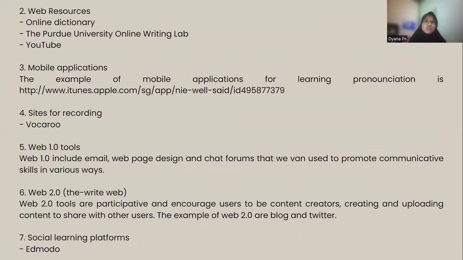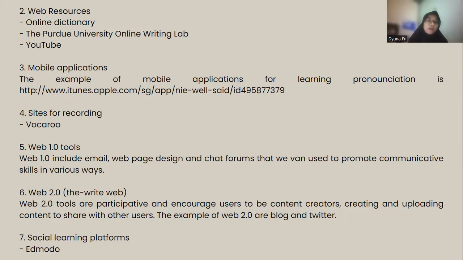Number two is web resources. Based on the article, there are three web resources that we can use to learn English. The first one is online dictionary. The second one is the Purdue University Online Writing Lab, and the last one is YouTube. And number three is about mobile applications. The example of a mobile application for learning pronunciation is, we can visit this application by this link. And number four is sites for recording. The example of a site for recording is Vocaroo.